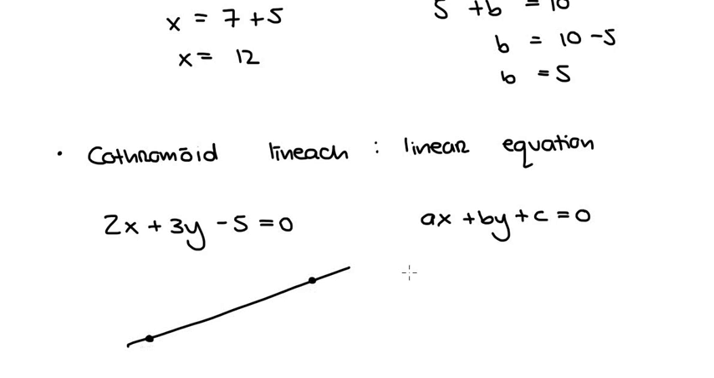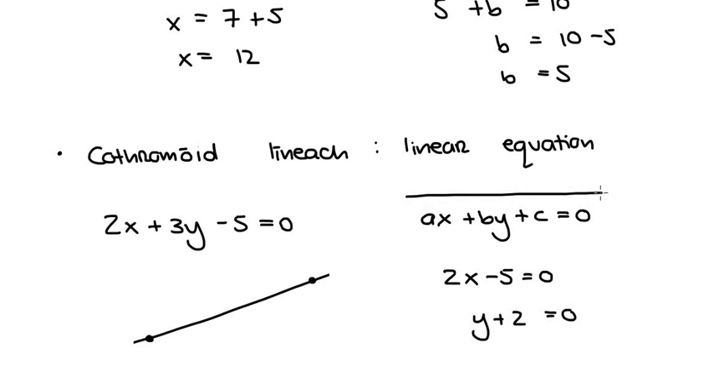And just to note, it may not always have the three different types of terms. So 2x minus 5 equals 0 is a linear equation. x plus 2 equals 0, again, a linear equation. What we want to note here is that the highest power of the variables is 1. So we don't have any squared terms here.